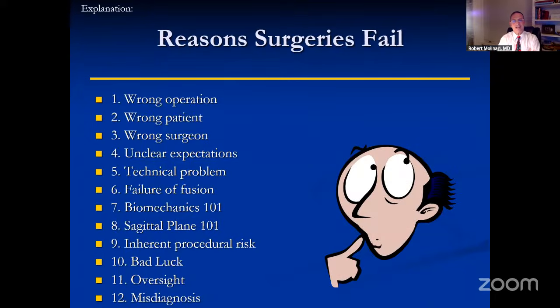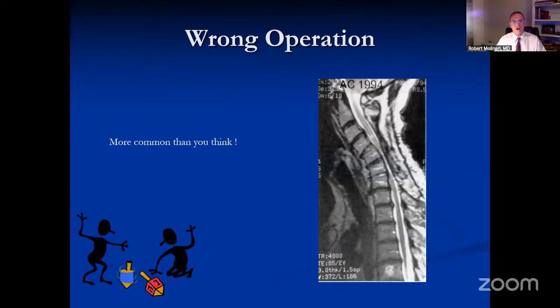So what I did for tonight is I put together a top 12 list of reasons why surgeries fail. And this is a top 12 list that I've encountered and put together over 30 years practicing spine surgery. And what I'm going to do for the next 20, 25 minutes or so is just go through each one of these tenets and show examples of why these are reasons why operations go awry. And the first reason why we fail in spine surgery is because we do the wrong operation.